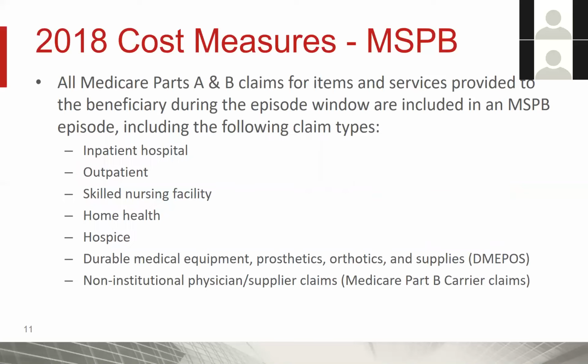So all Medicare Part A and Part B claims for items and services provided to the beneficiary during the episode window are included in an MSPB episode. And here are some of the claim types that will be included within that window: inpatient hospital claim types, any outpatient services that the beneficiary receives, skilled nursing facility services, home health and hospice services, as well as DME equipment, and non-institutional physician or supplier claims. So additional Part B professional services will also be included in the episode window.